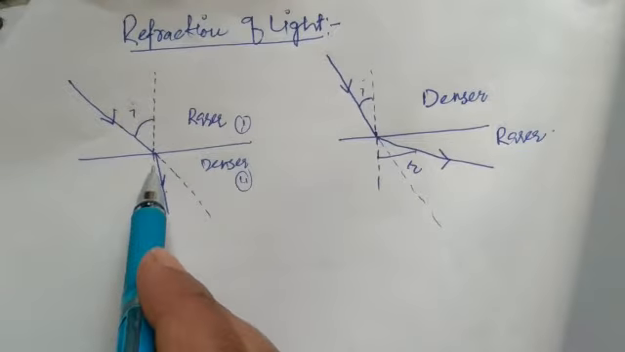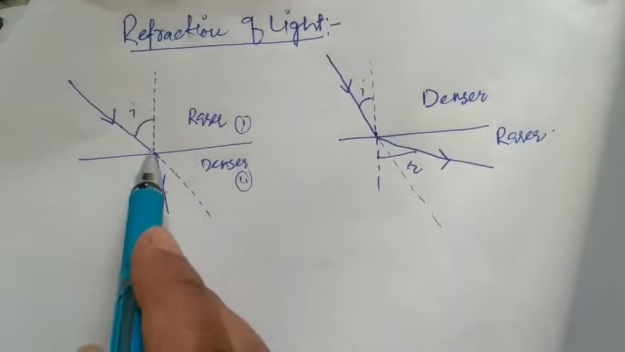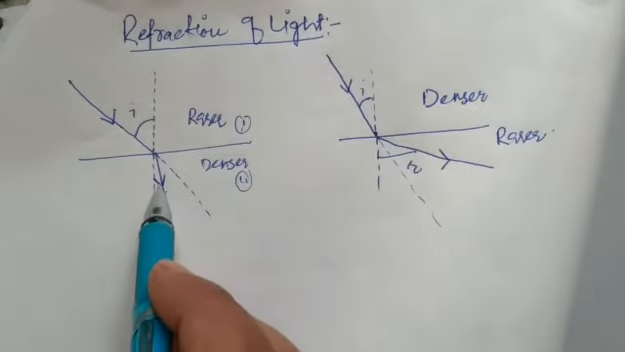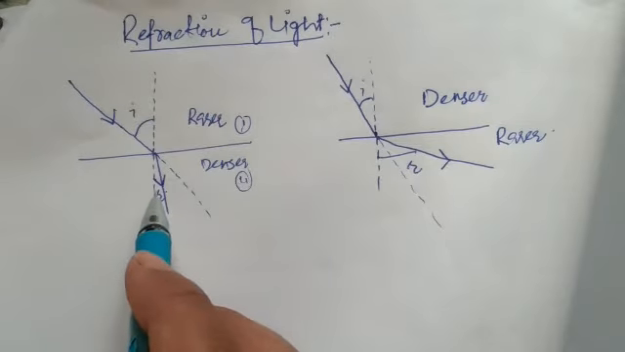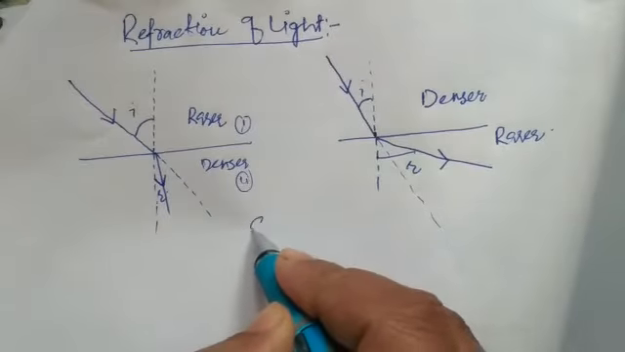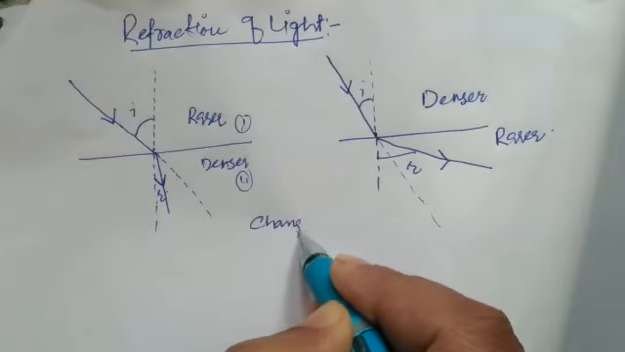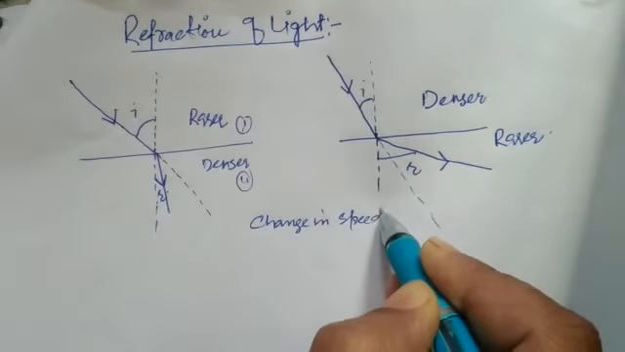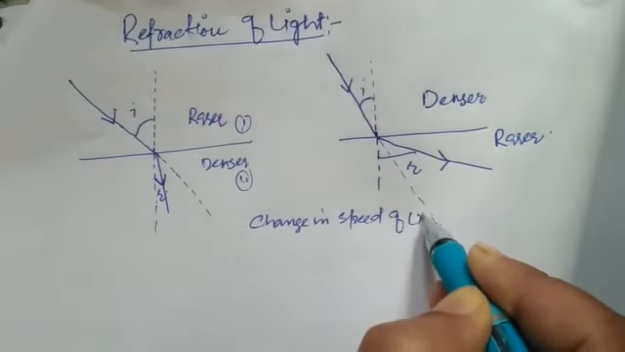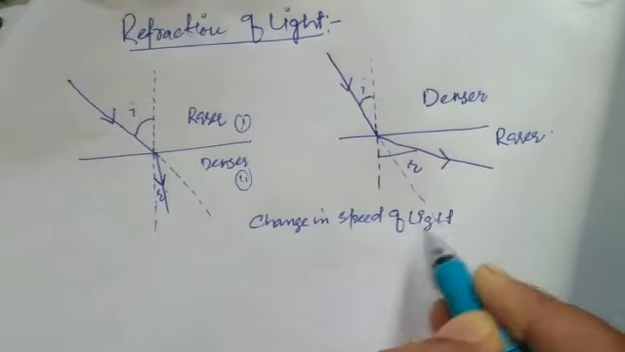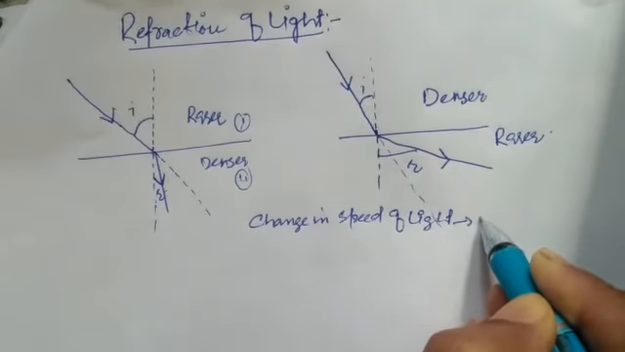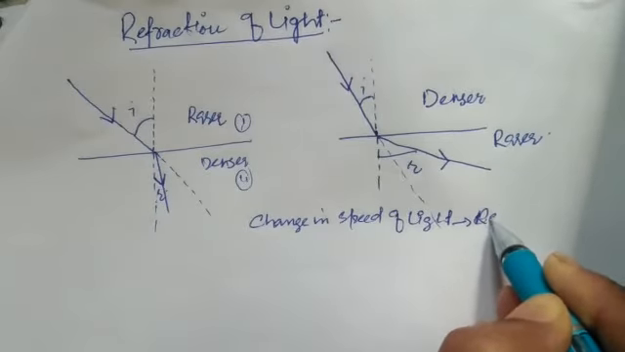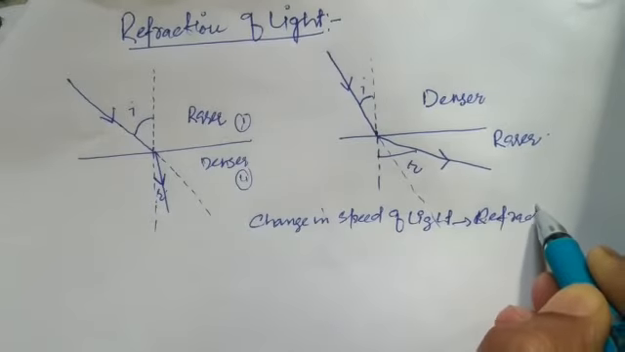What is the cause of refraction? That very bending of light is called refraction. Why does refraction take place? Because of change in the speed of light, which you have to remember. Change in speed of light is the cause for refraction. That's where refraction takes place.